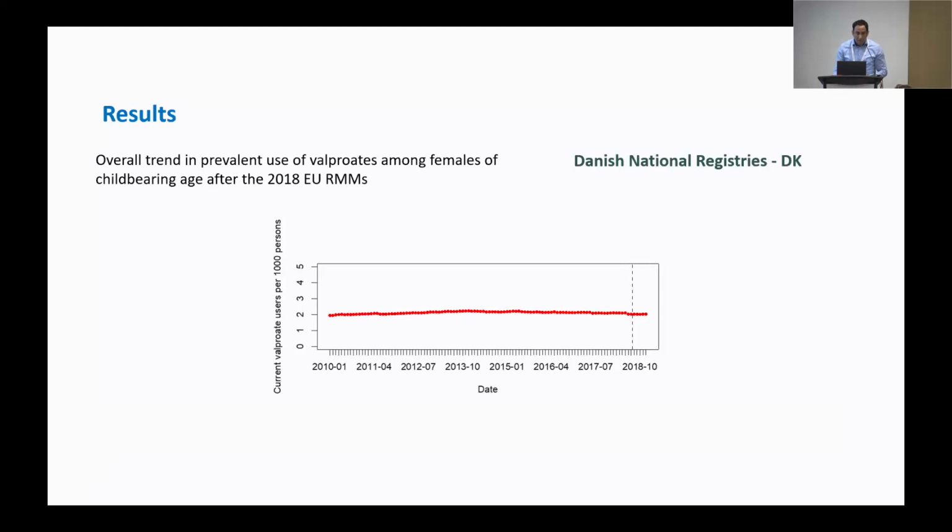For the sake of time, we produced a lot of results, a lot of plots with ITS analysis. I only show you the prevalent use of valproates among females of childbearing age. This is the overall trend in Denmark. Due to some restrictions with the Danish data, we didn't have enough time points after the intervention to conduct an ITS analysis. And this is the overall trend across the study period, from the beginning of 2010 until the end of 2018. The dashed line shows the intervention time, sometime in summer 2018.